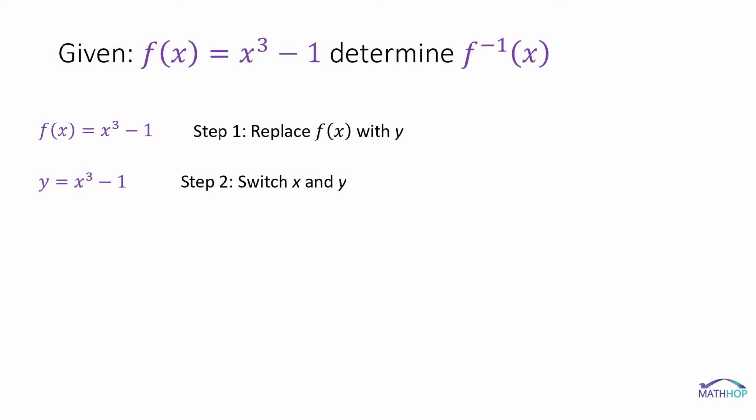We need to switch that domain and range. This is kind of the key of all of it. So we get x equals y cubed minus 1. And now we're just going to solve this sucker like we've solved every other equation in our algebraic careers thus far. So solve for y.